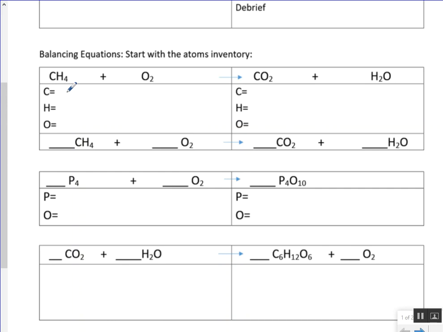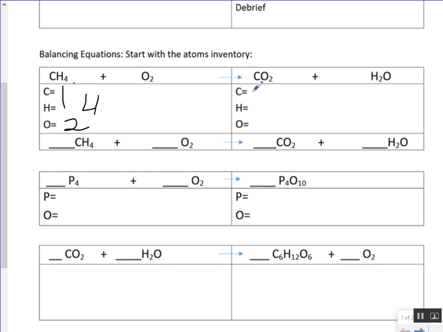So on the left side, how many C's are there? There's just one C. And how many H's? There's four H's. Pardon my bad writing here. How many O's? There's two O's. Okay, then we do the same thing on the right side of the equation. What's happening over here and what's happening over here are different, so we separate at the arrow.